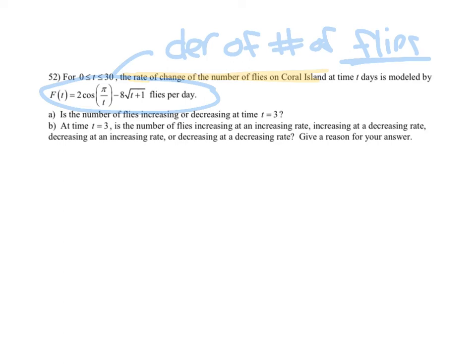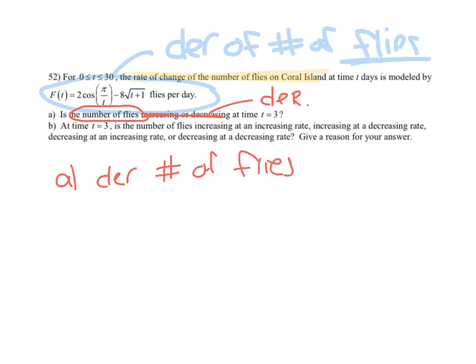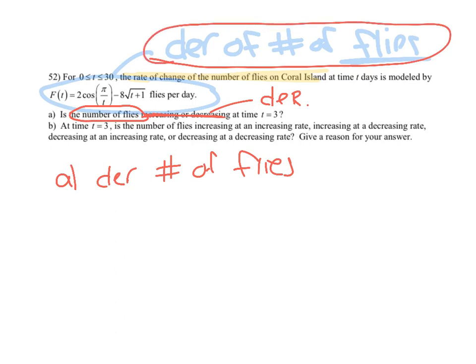Part A, is the number of flies increasing or decreasing? So again, here's how I'm attacking my problems. I'm crossing off increasing and decreasing. I'm saying, okay, that means take the derivative of what? The number of flies. So for part A, I need the derivative of the number of flies. Now look at this. What did f of t represent? What did I rewrite for myself? It already is the derivative of the number of flies. So I am not taking its derivative. I am simply plugging in f of 3 and determining whether it's positive or negative. And I got negative 15, which means the number of flies is decreasing.